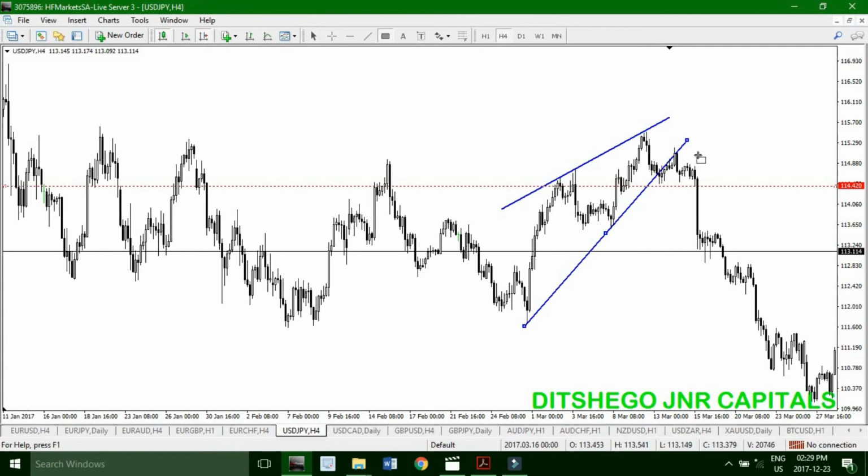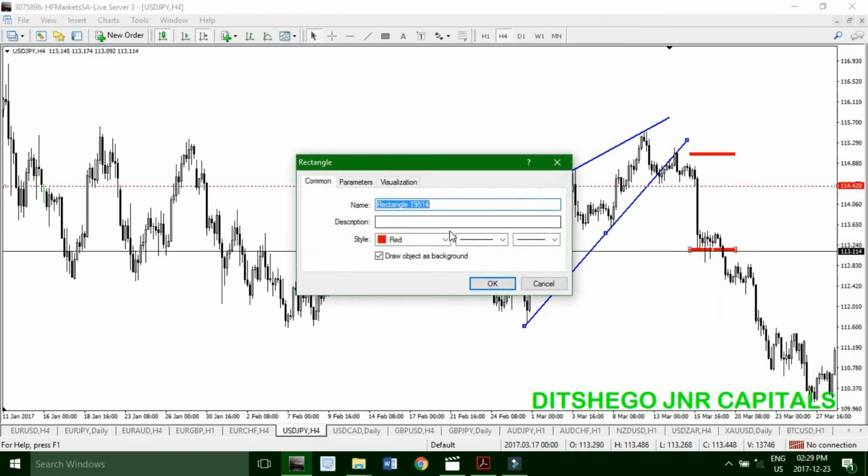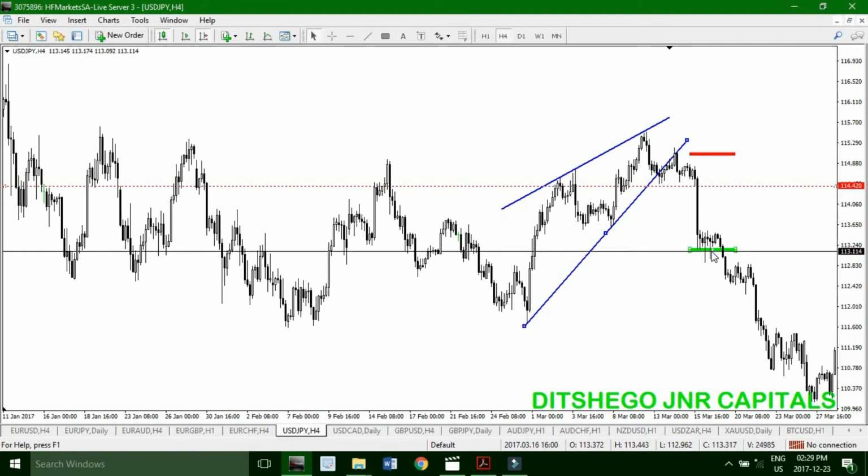So let's place our lines. Okay, green as a target price, and that's it guys. That's how easy they are. So yeah, I hope you guys are able to trade this and practice it on your trading platforms, and make those pips and money for yourselves guys.